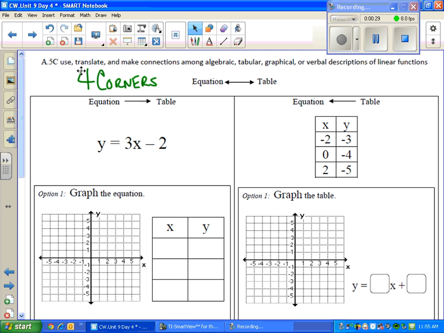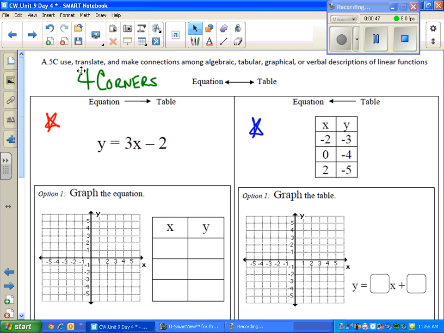Now notice that your page is cut up into two columns. The column on the left over here is going to concentrate on going from equations to tables. The column on the right is going to go from tables to equations. And we're going to give you at least three different options here on each, and you can choose the one that you prefer the most.